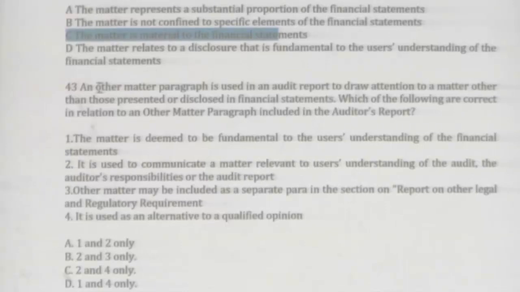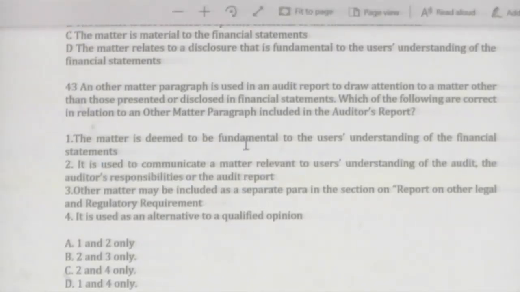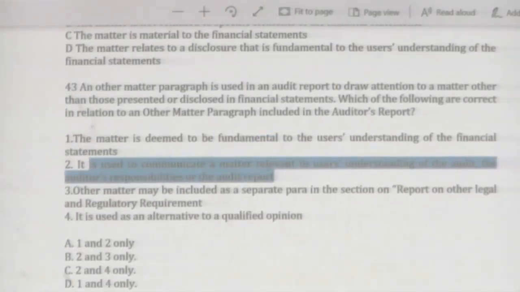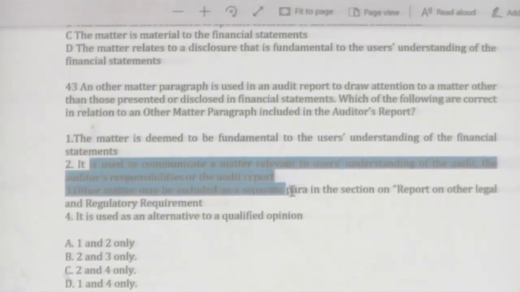Then 43, I just explained to you, other matter. Other matter is to draw attention to a matter other than those presented and disclosed, and I said it is relating to the auditor's responsibility. If you know that, without reading anything you will mark the answer as 2, but here there are 2 answers, so we have to read. The matter is deemed to be fundamental, wrong. The fundamental matter is called emphasis of matter, so one is out. The second one is correct, relevant to understanding the audit, that is correct. Then 4 is totally wrong, because these matters are never a substitution for qualification. The answer is 2 and 3.